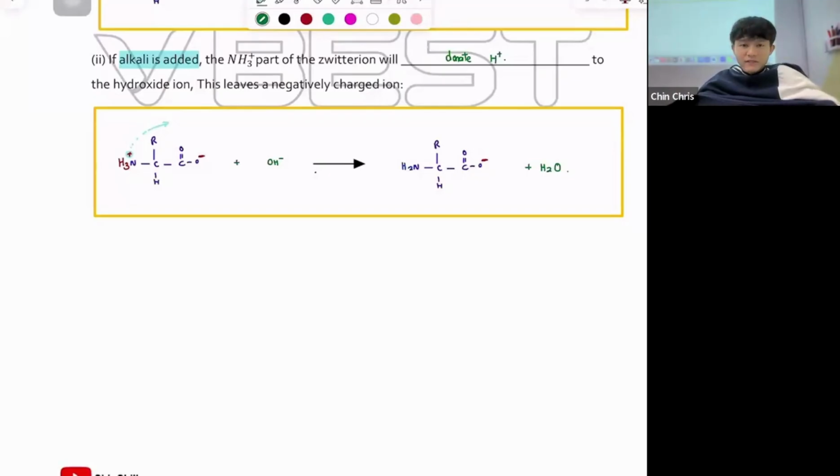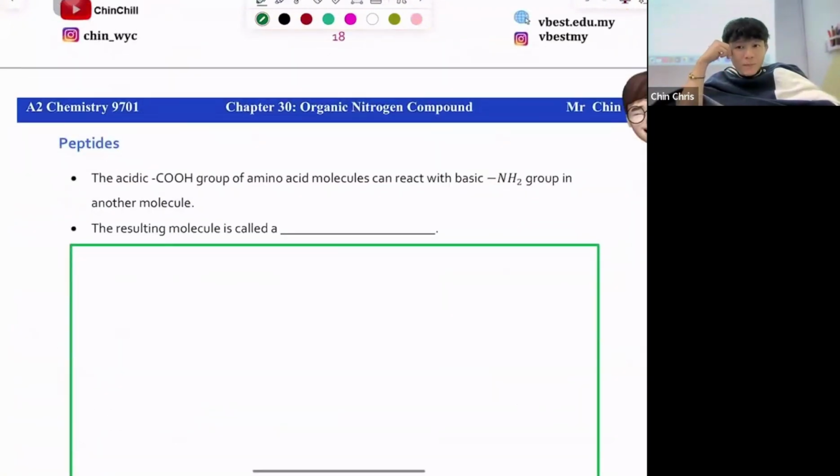Alright, guys, done. If done, next page. Done. Okay, next page.